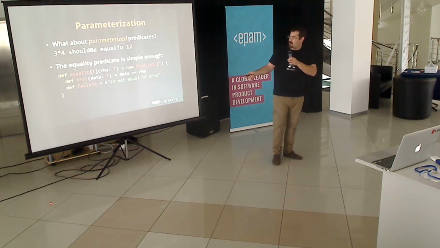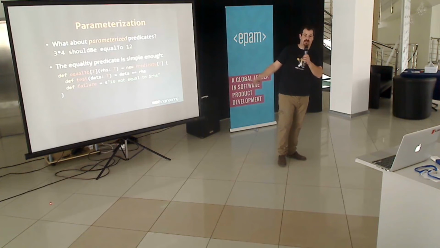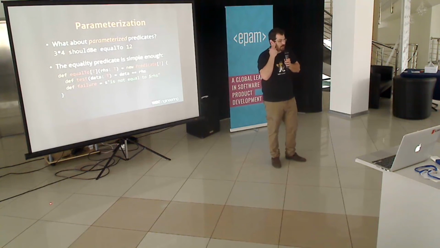We have our equal to method, takes a type parameter T, and the right-hand side, that's what RHS stands for, right-hand side of type T, and we just implement the predicate with a test method that tests for equality, generates the appropriate message. Easy enough.